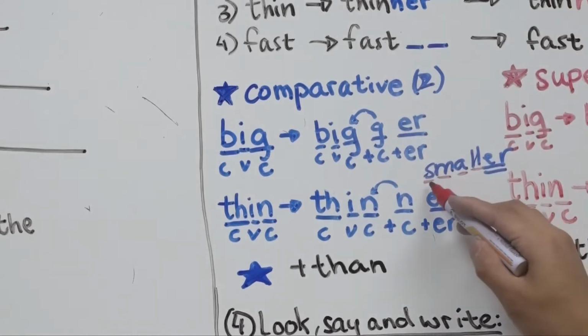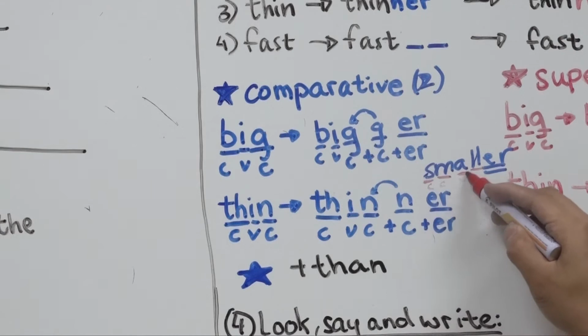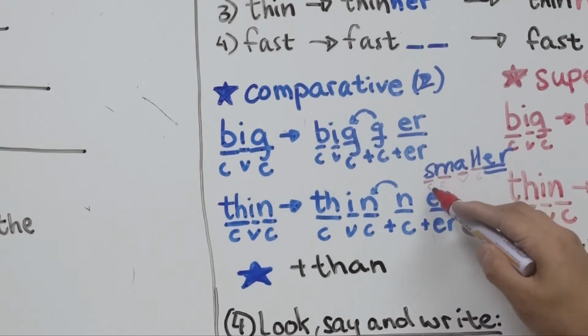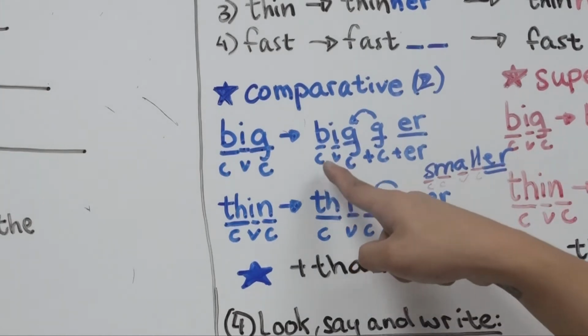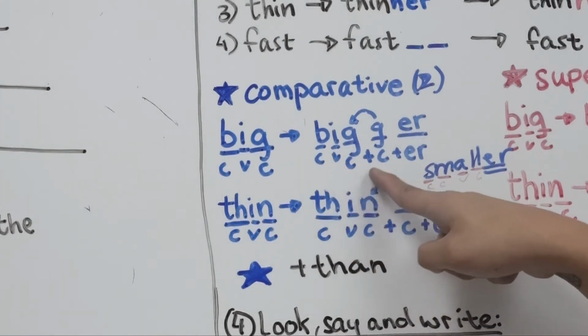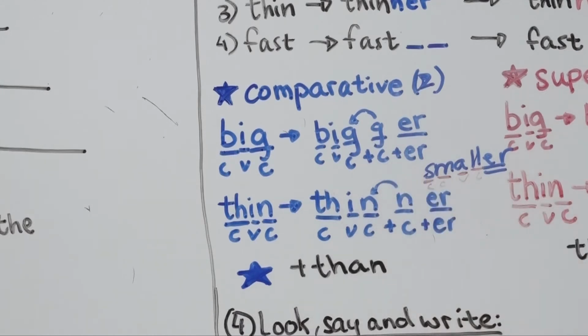Now if you want to compare with small, here we have C, C, V, C. Is this 3? 1, 2, 3, 4. No, right? It's 4. So no need to put another L. You just put ER. This one we have 3. 1, 2, 3. C, V, C. We need to put another C, which is G, right? We copy.